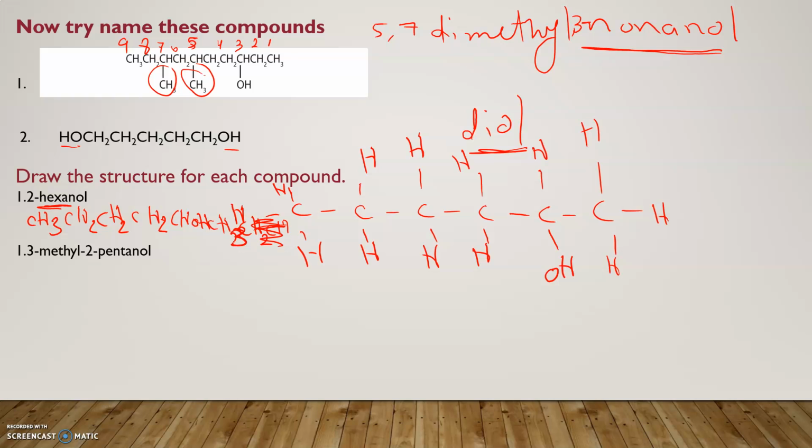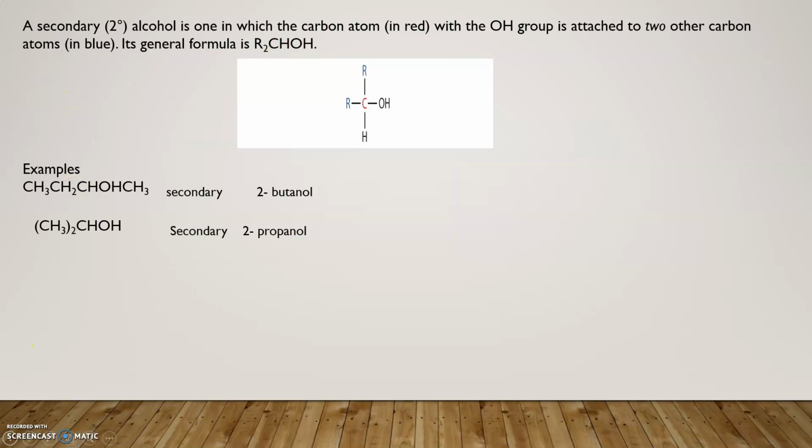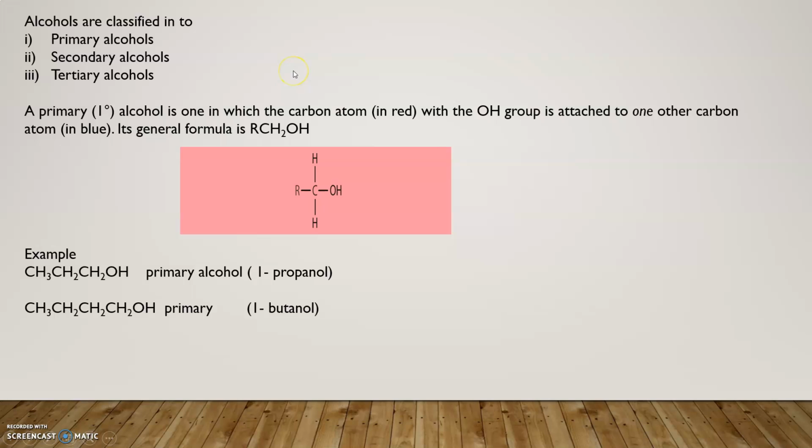I think you can try the other one, it's the same idea, but here you have a branch. Now let's talk about alcohols. Actually, alcohols are classified into 3 types: the primary alcohols, the secondary alcohols, and the tertiary alcohols. What is primary, what's secondary, and how can we differentiate between them just by looking at the compound?